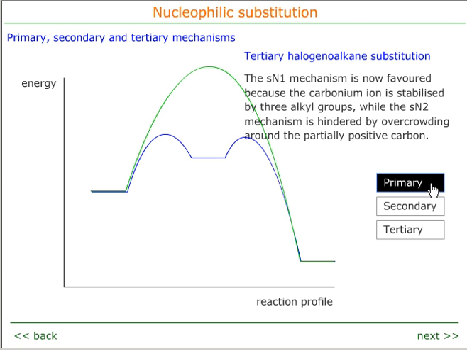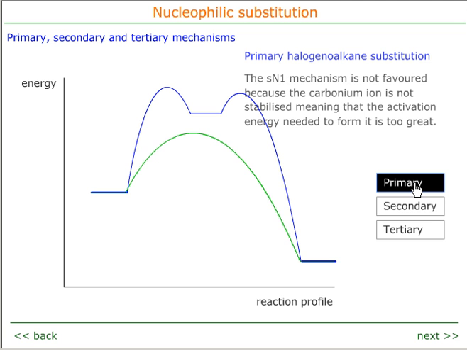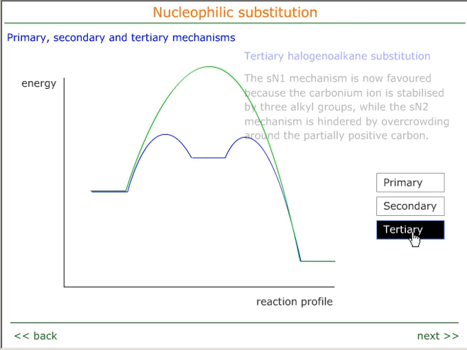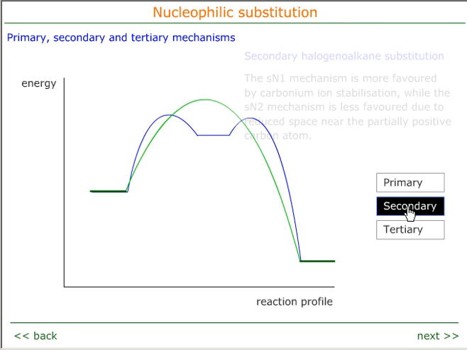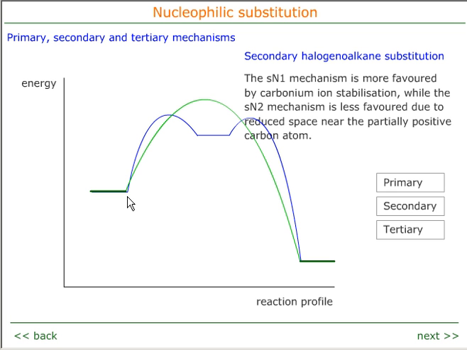So logically, if primary has the SN2 lower energy than the SN1 mechanism and tertiary is the other way around, well, secondary will be a mixture of the two. In other words, a secondary haloalkane could proceed via both mechanisms. The activation energy is roughly the same regardless of the way it goes, and therefore it probably does go via both mechanisms.